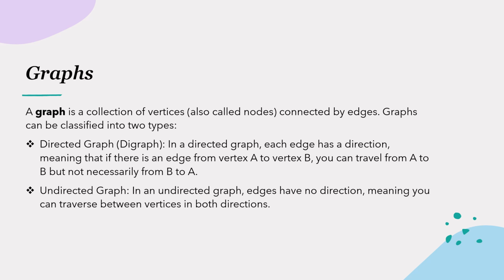Applications of graphs. 1. Social networks. Graphs are used to represent relationships between people. 2. Navigation systems. Road networks can be modeled using graphs, where intersections are vertices, and roads are edges. 3. Web crawling. The web can be represented as a graph, where web pages are vertices, and hyperlinks are edges connecting them.